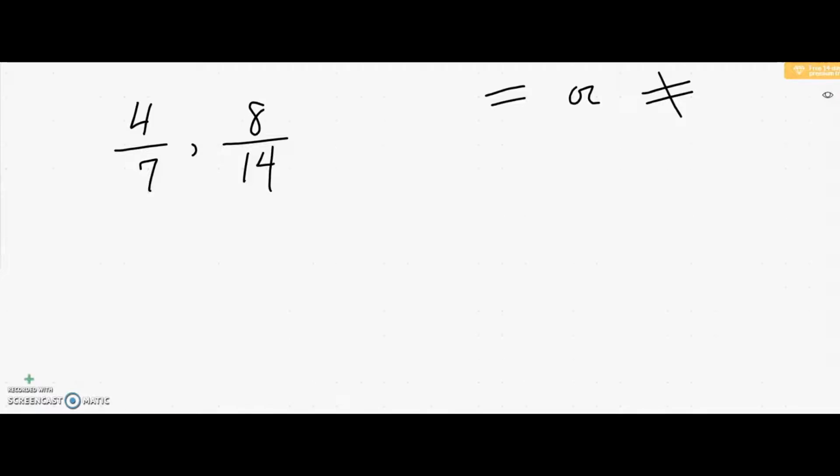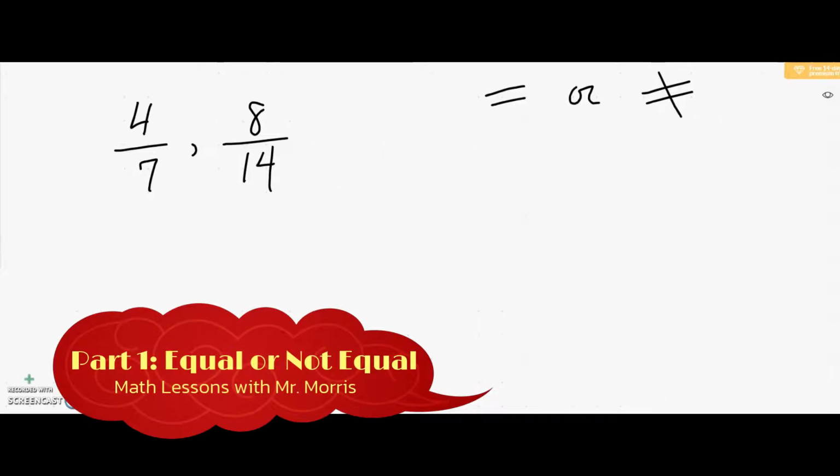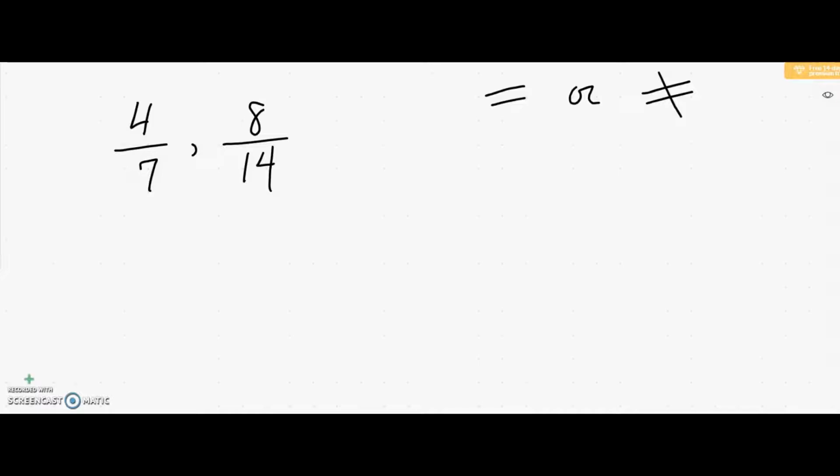Okay, so what I have on the board, the first thing we're going to do is see if these two ratios are equal. And I'm going to show you two ways to do it. Sometimes only one way works, but you've got to be able to get these right, okay? What I have there is the ratio of 4/7 and 8/14.